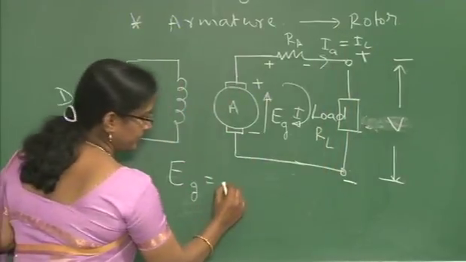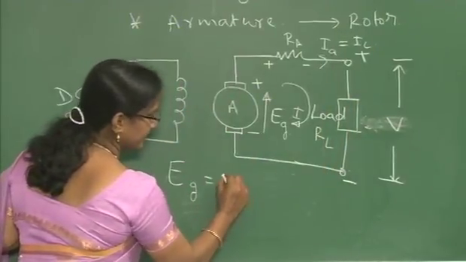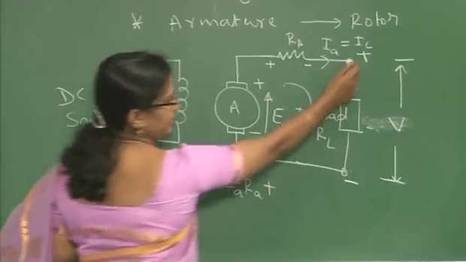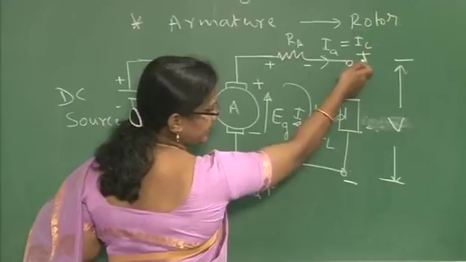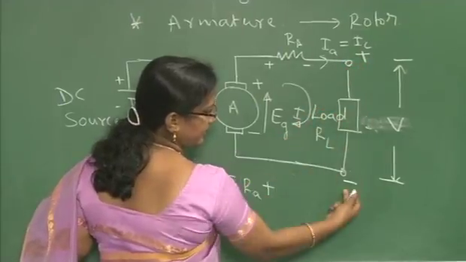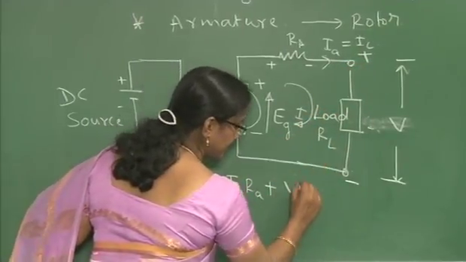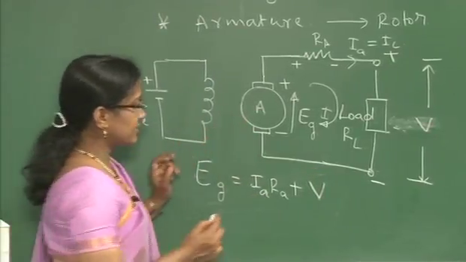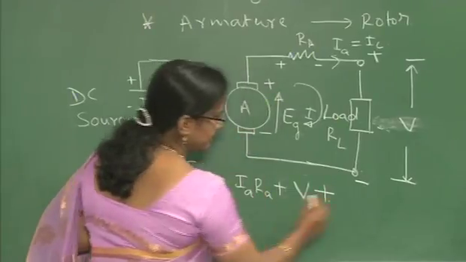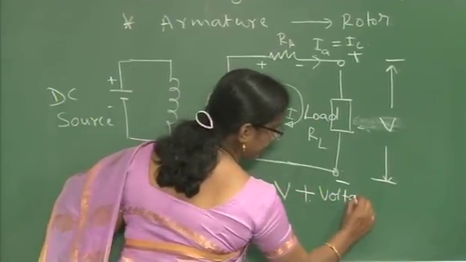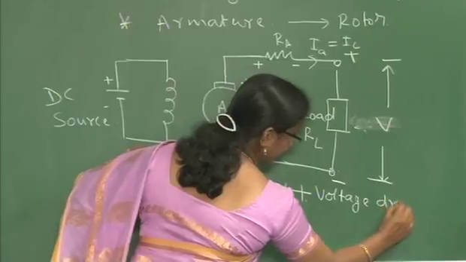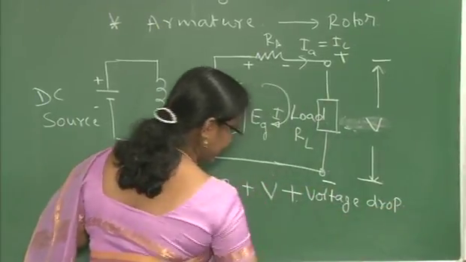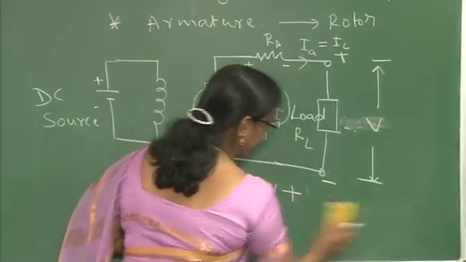Now the voltage drop is IARA plus, here the current enters through this load and then leaves at the lower potential, plus V. I already told you that there are brush contacts, that is, to collect the current. So you are going to get a voltage drop across the brushes, that is, you can write it as the brush voltage drop.